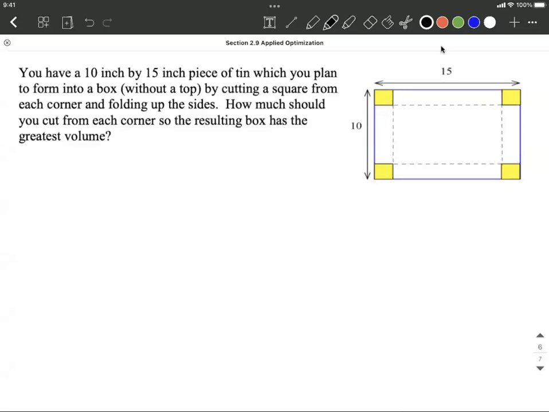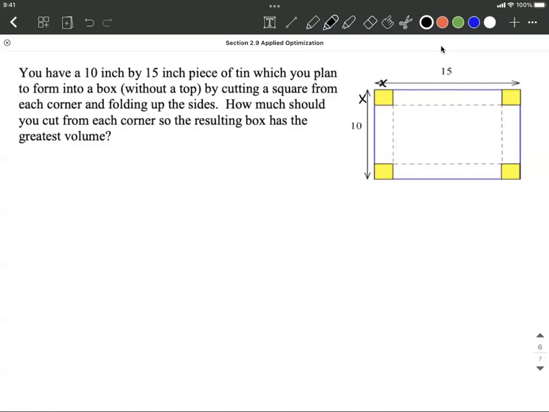Okay, we're given this flat piece of tin that measures 10 inches by 15 inches. We want to make a box with no top on it. How we're going to do this is we're going to cut a little square out of each corner. Now these have to be kind of the same height.